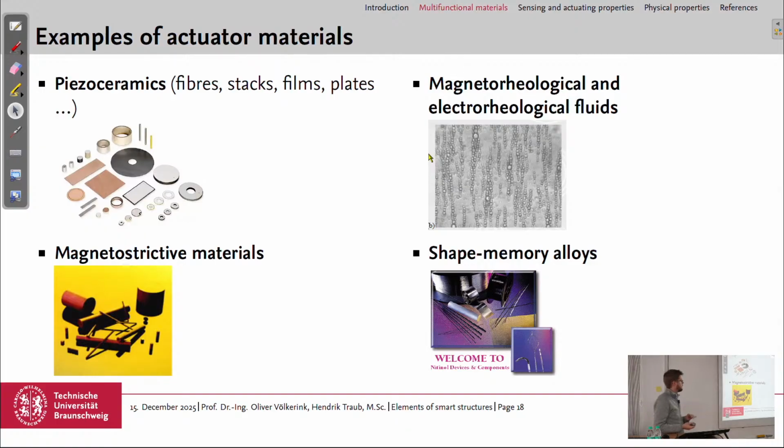Then, if we use the inverse effect, we can also use some of these materials as actuating materials. There we have again piezo ceramics. When we use them as actuators, we have maybe larger or thicker parts. So we have not only fibers and films, but also stacks and plates. We still have the magnetostrictive materials. We have magnetorheological and electrorheological fluids and shape memory alloys, which you may all know.